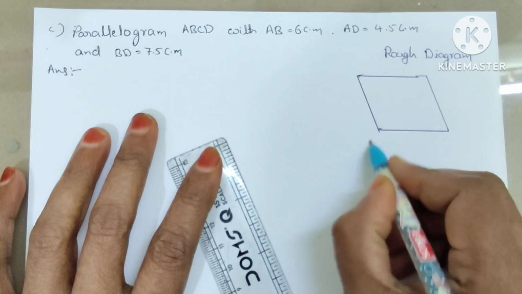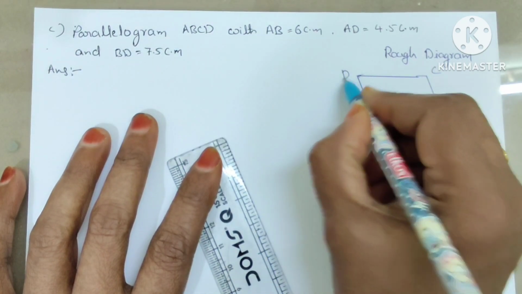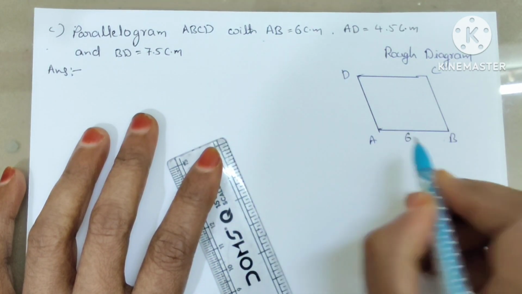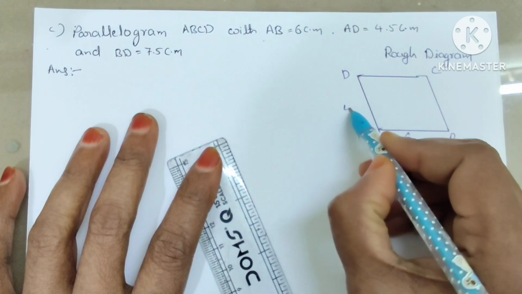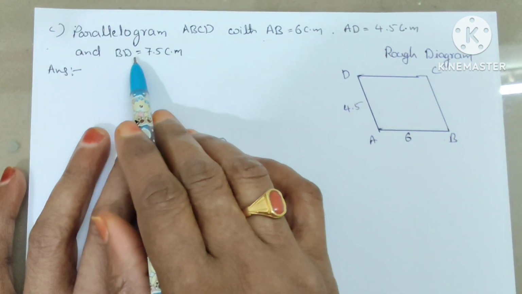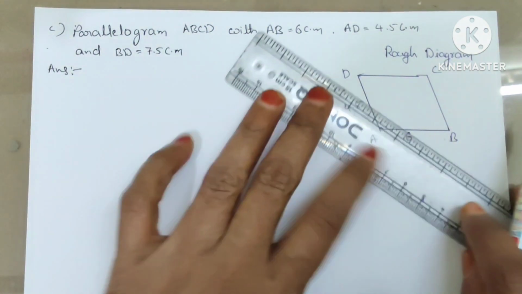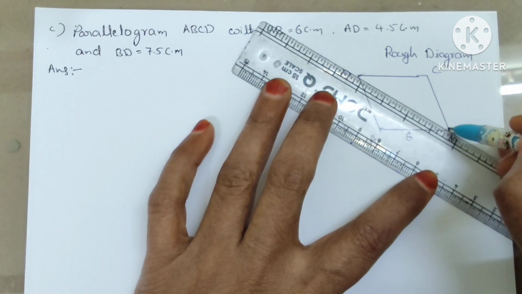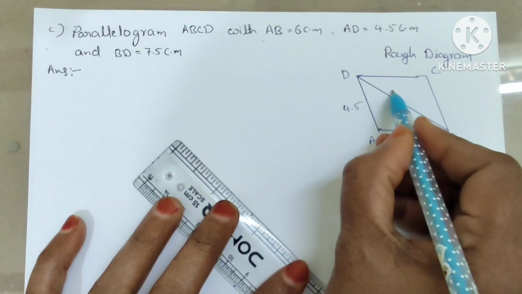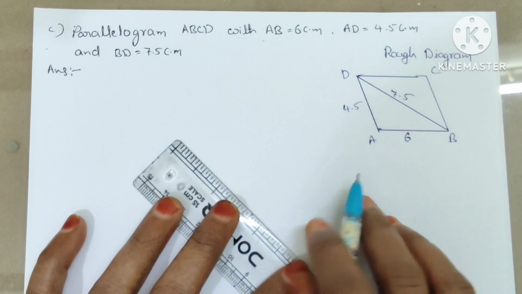Rough diagram A, B, C, D. Here AB is equal to 6 centimeters, AD equal to 4.5 centimeters. Next, BD is a diagonal. Join these 2 points. BD is a diagonal, 7.5 centimeters is given.